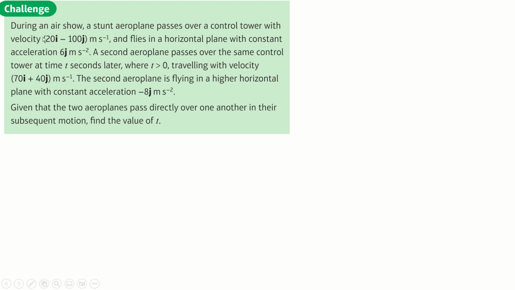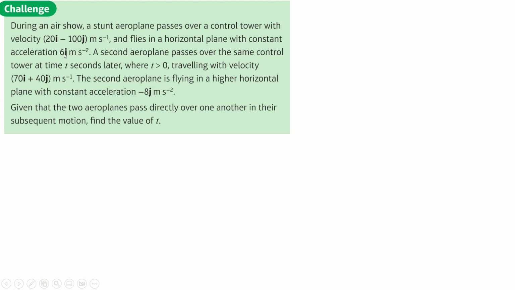Okay, so this question is kind of weird. We have something passing a control tower with this velocity. Now I'm going to call the control tower the point 0, 0. So if you imagine an XY axis, I'm just going to define the control tower to be the origin. I'm also going to say time is 0 when this happens, when it passes at this velocity.